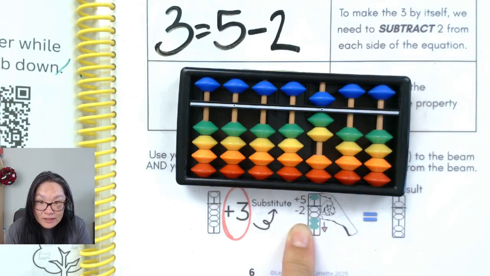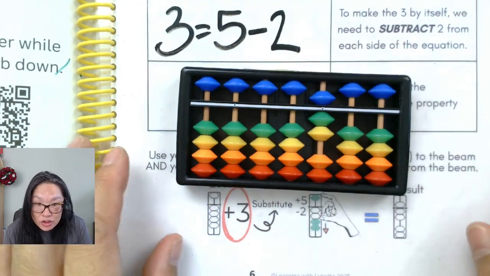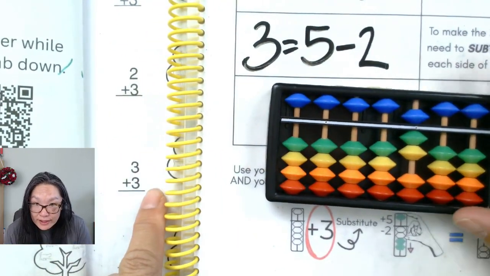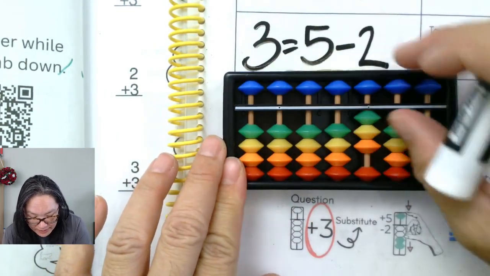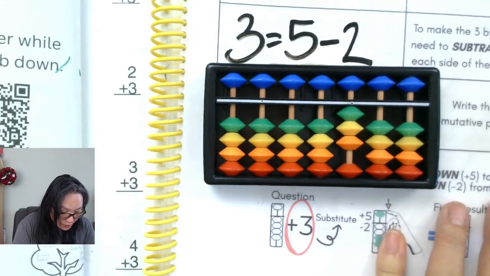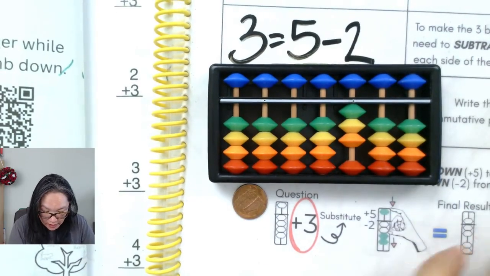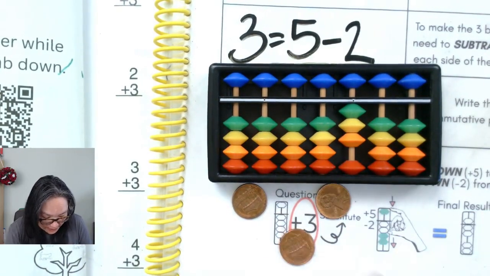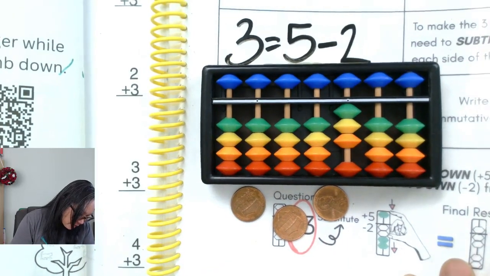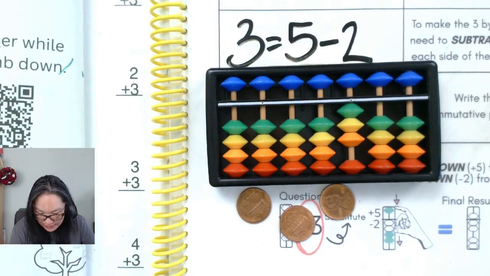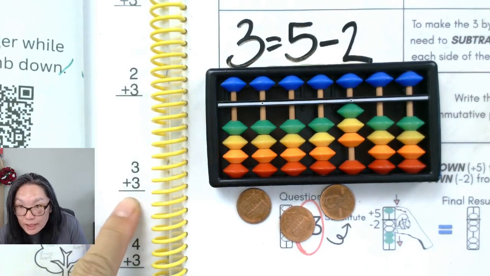How's that? That's all right? Does that make sense? So we can do it again. We have 3. If I have 3 on my abacus, let me use money now. So if I have 3 on my abacus, I have 3 pennies, right? But because I only have 3 pennies, and I'm going to give you 3.